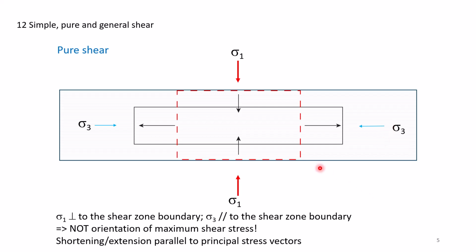That does not mean that the shear zone would become narrower with progressive strain, because more and more rock would progressively be affected by shearing, and therefore shear zones would rather increase in thickness during ongoing strain. This is not the orientation of maximum shear stress, which, as we have seen, is 45 degrees with respect to sigma 1.